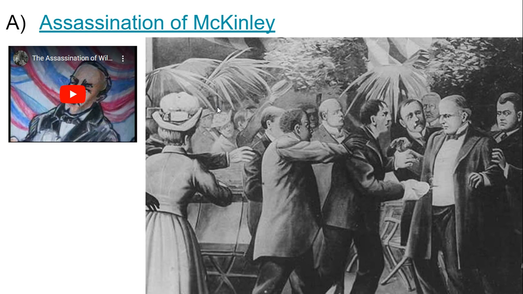Well, at the World's Fair in Buffalo, McKinley is approached by an anarchist, Leon Czolgosz, who had, after listening to anarchist propaganda, believed that all world leaders should be killed. You hopefully remember this was happening around the world at this point. Alexander III had been assassinated by anarchist terrorists. And so McKinley gets shot in the stomach and he dies.